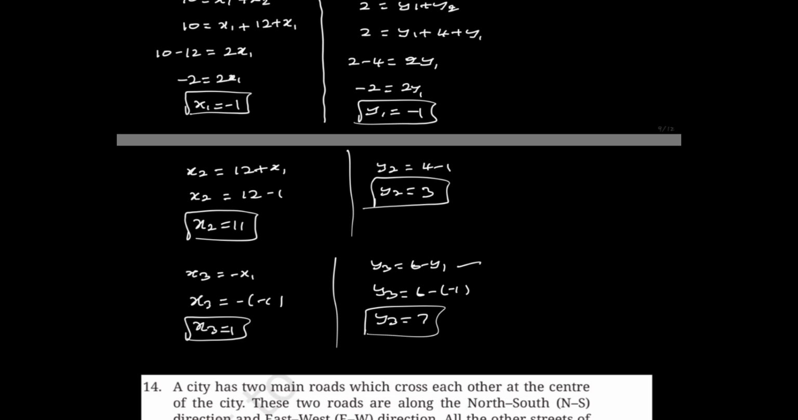So x1 comma y1, we found the value: minus 1 comma minus 1. x2 comma y2, we found the value: 11 comma 3. x3 comma y3, we found the value: 1 comma 7. So this is A coordinate value. This is B coordinate value. This is C coordinate value. So these three are vertices of the triangle.